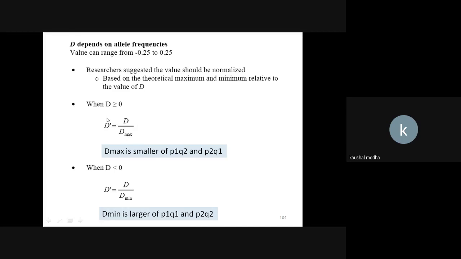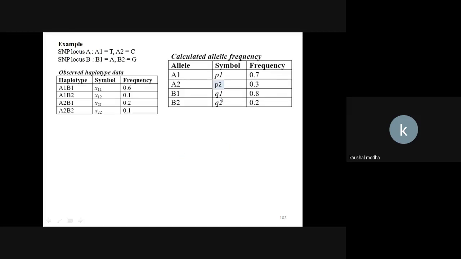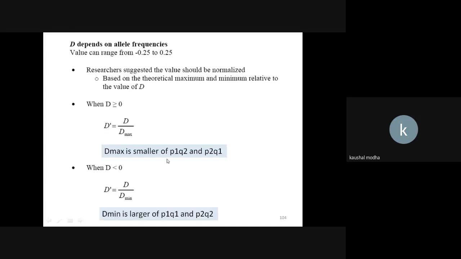So here, if the D value is greater than 0, then we have the measure of D dash, which is equal to D, the value of linkage disequilibrium, divided by D max. D max is the smaller of these two. So you have to multiply these frequencies here. P1, P2, Q1, Q2 is there. So you have to multiply these frequencies and we put the smaller of these two as denominator. So that would be the normalized D value.